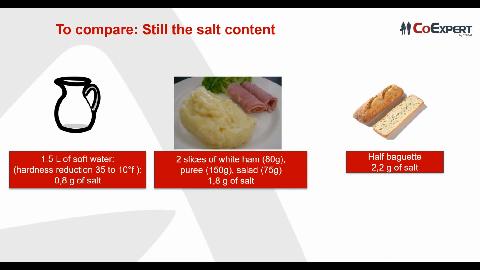Now another comparison. So still about the salt content. If you drink 1.5 liter of soft water, so still with the hardness reduction from 35 to 10, the amount of salt you are going to ingest is 0.8 gram. Comparing with that, a simple meal, so with 2 slices of white ham, some puree, and some salad with no added salt, so it tastes not really good. In that case, the natural amount of salt is 1.8 gram for this meal. And if we add a half baguette, we can add also 2.2 gram of salt.